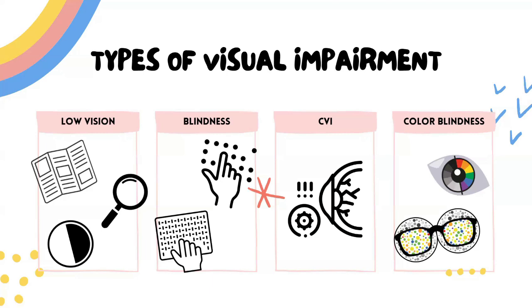Then the fourth type is color blindness. So they have difficulty distinguishing certain colors. The most common is red-green color blindness. So, for example, a person may struggle to differentiate between the red and green traffic lights.